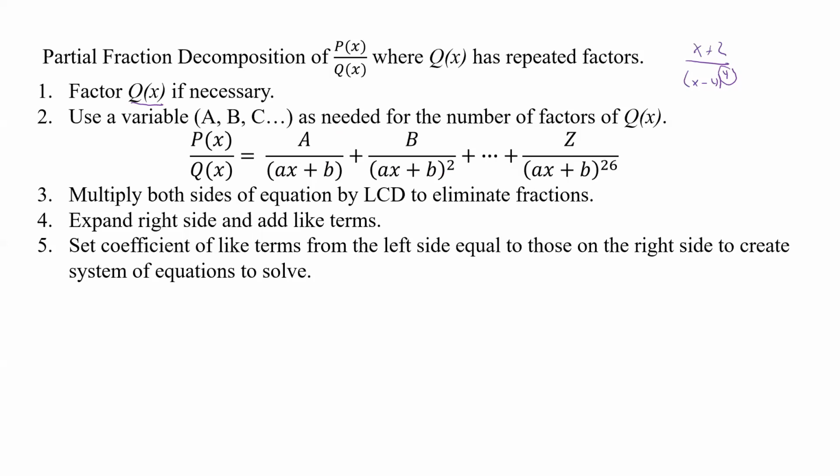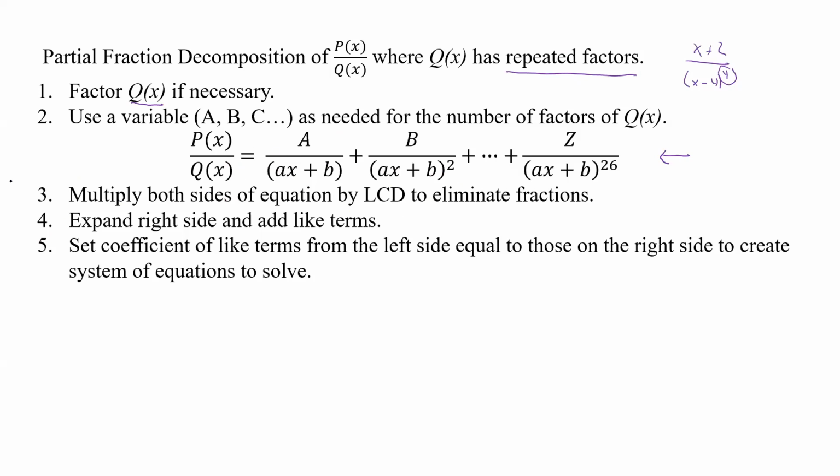Then the rest of the process is just the same. So the key difference in all of these really is this step here, what is going on, and this one is with repeated factors. So after we find our A over and B over, we'll multiply both sides of the equation by the LCD again to eliminate all the fractions. Then we're going to expand the right side.